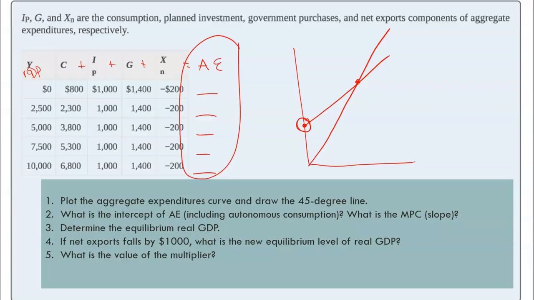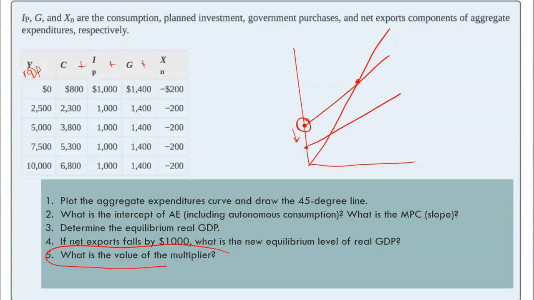Part 4, this is going to get a little bit trickier. Now we're saying what's going to happen if net exports fall by $1,000. That's going to be your curve shifting downward, right, by 1,000. So you're going to have to subtract 1,000 from your net exports and come up with new aggregate expenditure points and a new line.